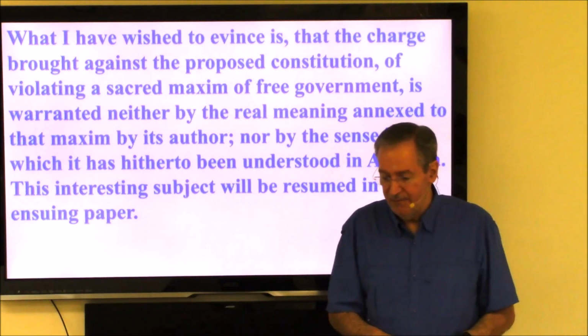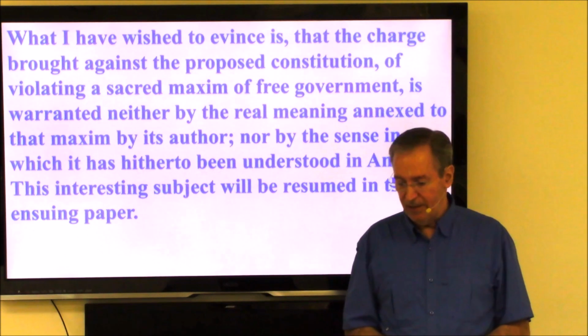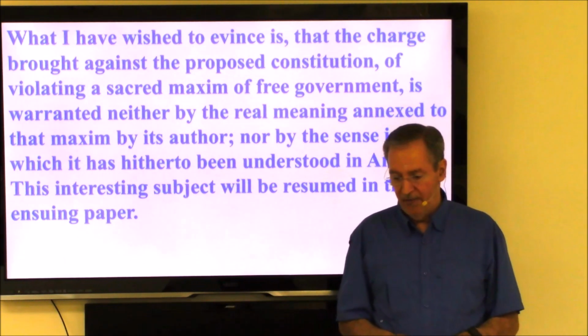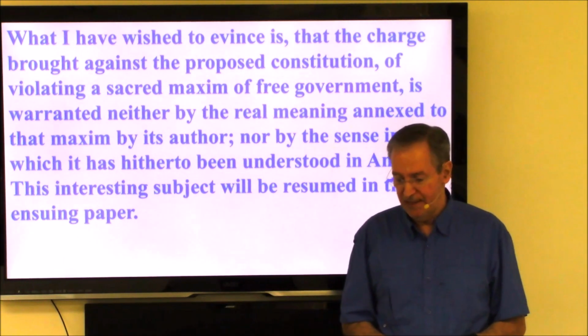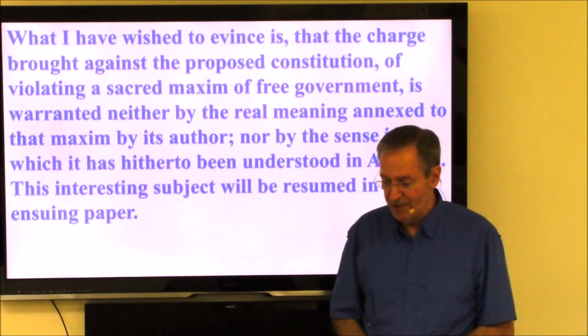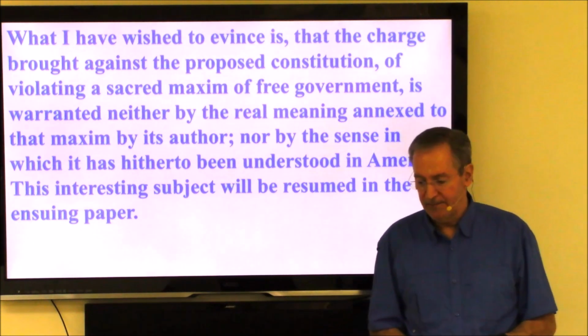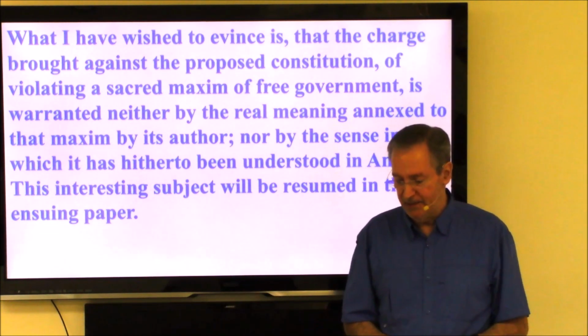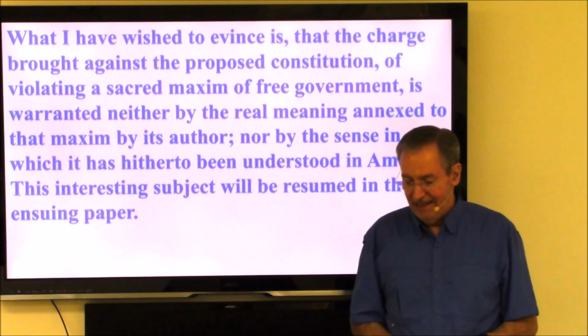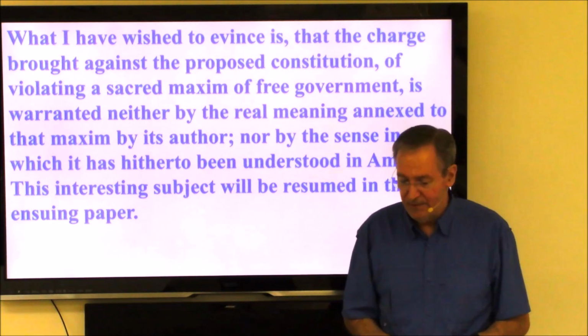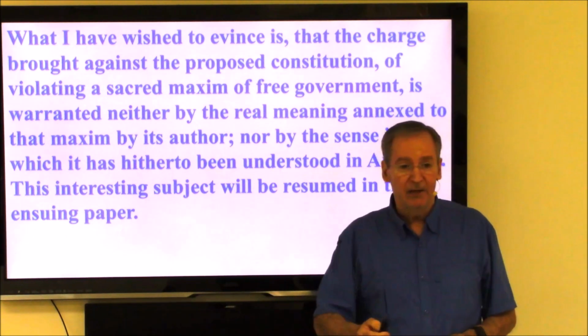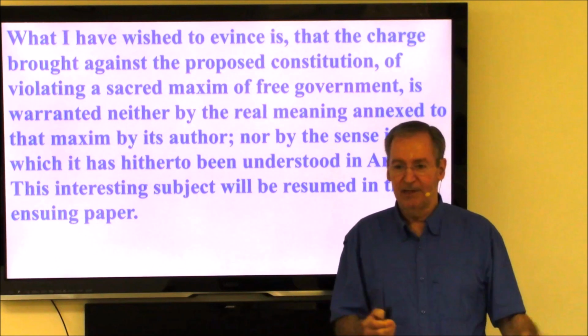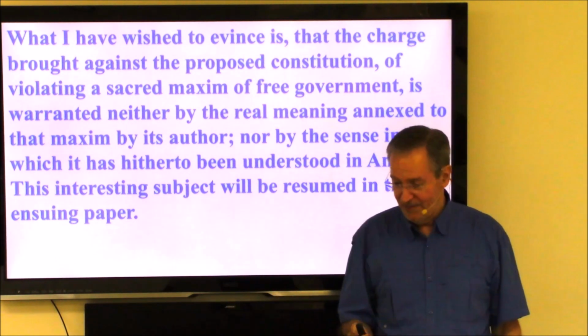What I wish to evince is that the charge brought against the proposed Constitution of violating a sacred maxim of free government is warranted neither by the real meaning annexed to that maxim by its author, nor by the sense in which it has hitherto been understood in America. This interesting subject will be resumed in the ensuing papers. In other words, he said, I've got more to say about all this. And we know he does because there's 85 of them.